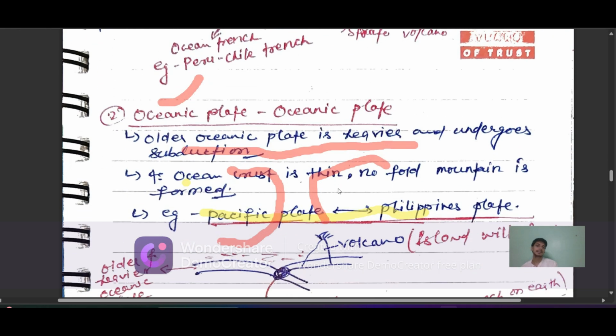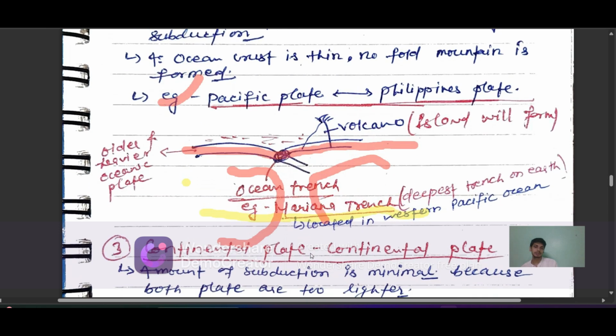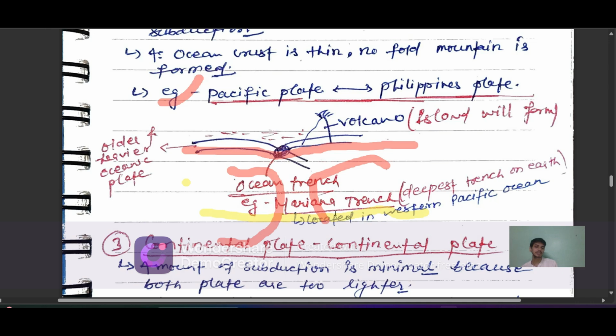Then second is oceanic plate and oceanic plate convergence. In oceanic plate convergence there will be no formation of mountains, and the older oceanic plate is heavier and it will go under subduction. As ocean crust is thin, no fold mountains are formed. Example like Pacific plate and Philippines plate. But volcanic eruption will occur, or sometimes island formation takes place. And the deepest trench, that is Mariana Trench, located in the Western Pacific Ocean, is formed due to oceanic plate convergence.